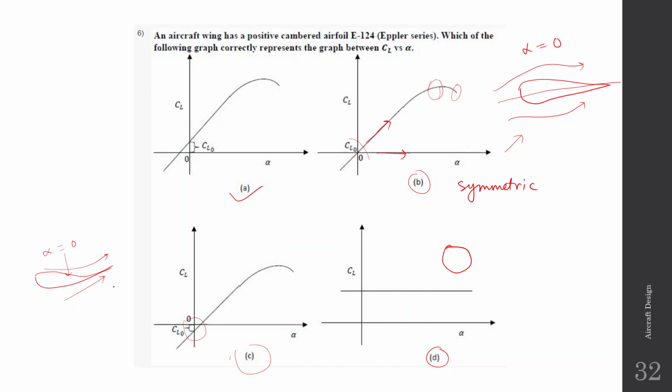But like all airfoils, when you increase the alpha, the Cl also increases up to a point, and after that it falls down, the Cl falls. So this is the graph of a negatively cambered airfoil.